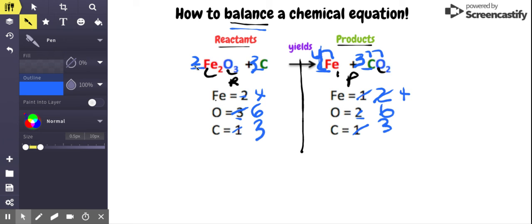Let's say, for instance, this was 2, 4, 4, 2. Well, then, yes, we would have a common denominator. We'd have to divide everything by 2, and you get 1, 2, 2, 1. But in this case, it is all equal. You have balanced a chemical equation, and you've done a pretty tough one here.